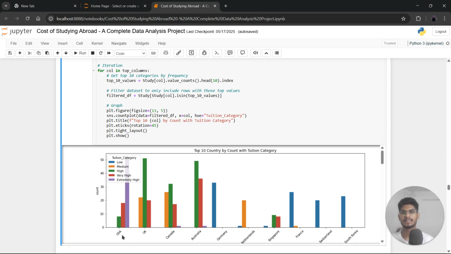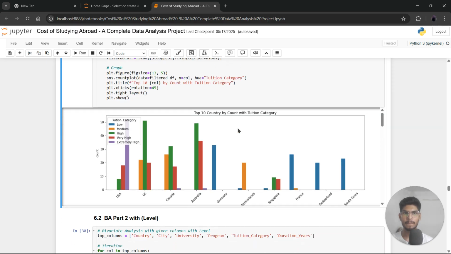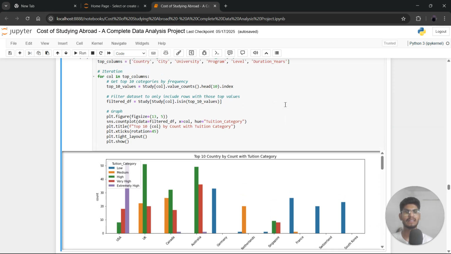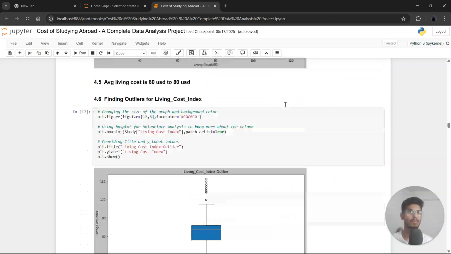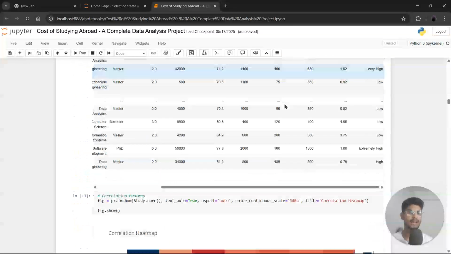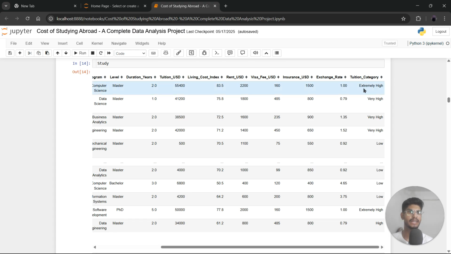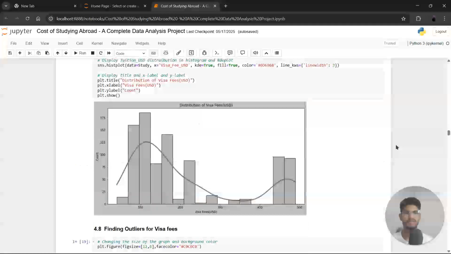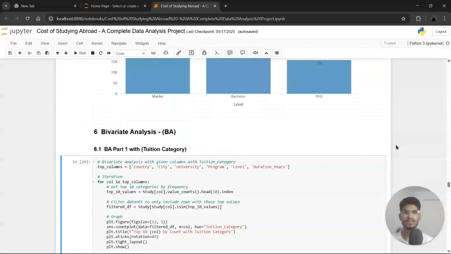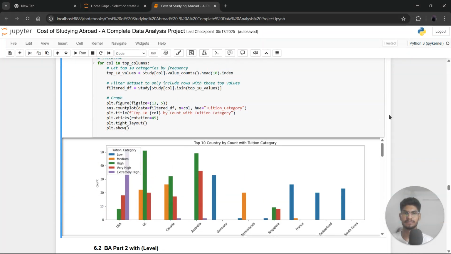It gives a 45-degree tilt, so we are using rotation 45. We are using tight layout just to fix them permanently. So we will see the relation between them. Why am I using the tuition category which I created earlier? We will go above and I will show you again the category I created: extremely high, very high, high, low. I created this just to be useful. Now you can see it right here.